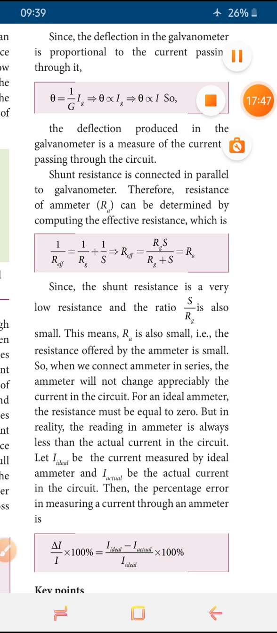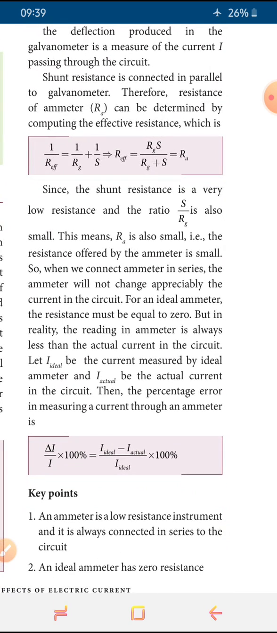And since the shunt resistance is a very low resistance, the ratio S by R is also small. It means the RA is also small. And we can write this percentage, say the ideal current measured by the ideal ammeter, and I is the current which is passing through this as the actual current in the circuit. We can calculate here delta I divided by I into 100% is equal to (I ideal minus I actual) divided by I ideal into 100%. So from this we can measure the percentage error.